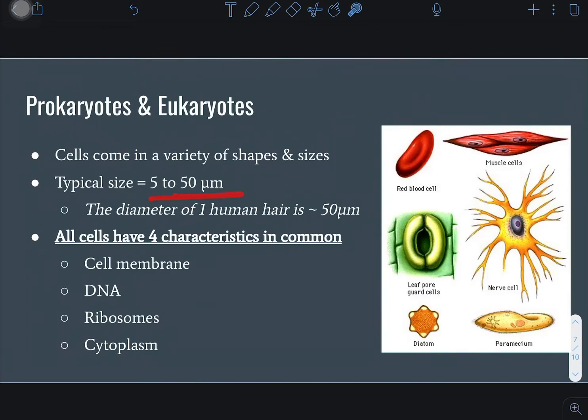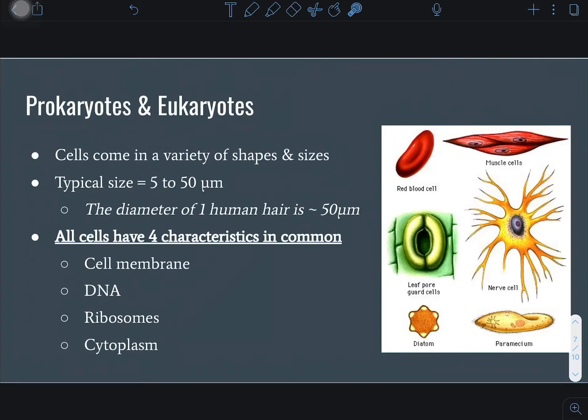Okay, so huge difference in size from 5 to 50 micrometers. That's what micro is, micrometers. But keep in mind, how big is 50 micrometers? It's the diameter of a hair. So a big cell, 50 micrometers, is about the width of a human hair, which is pretty small when you stop to think about it.